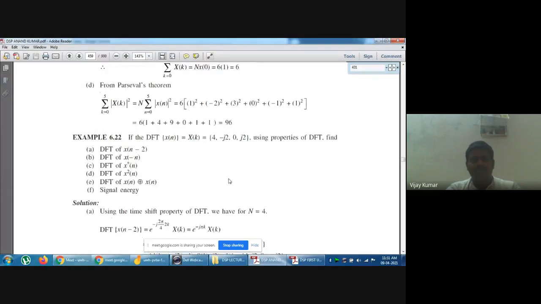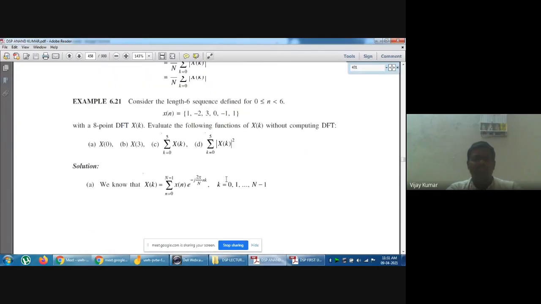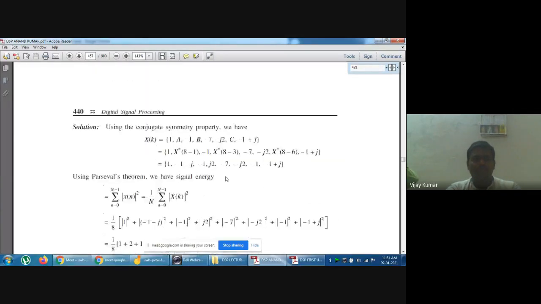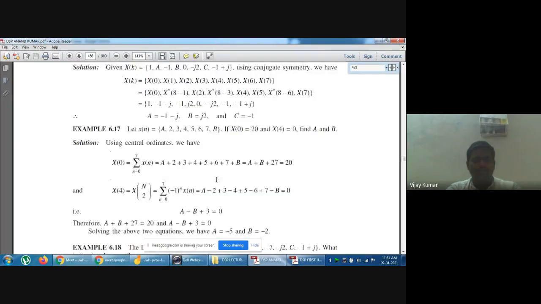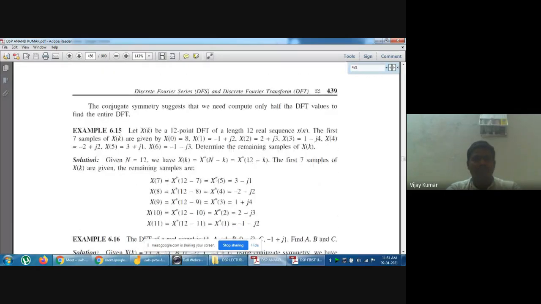So these are a few questions where we applied the properties. In a similar manner, so many questions will be there. One by one we will be seeing. So this one, let us see. Let us start from this example.